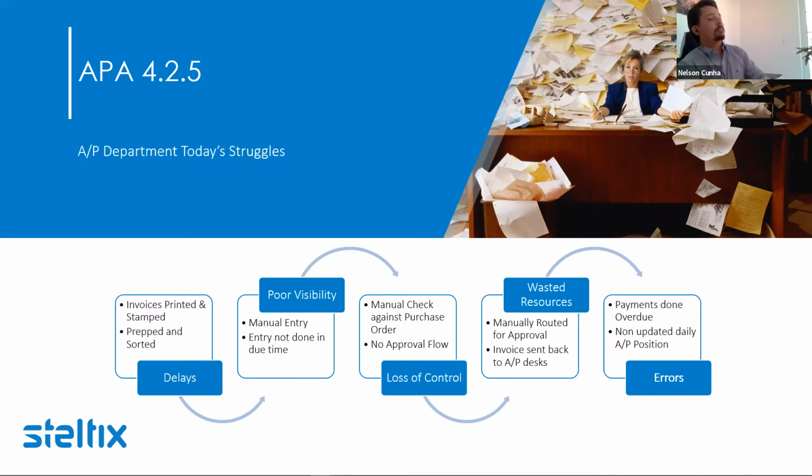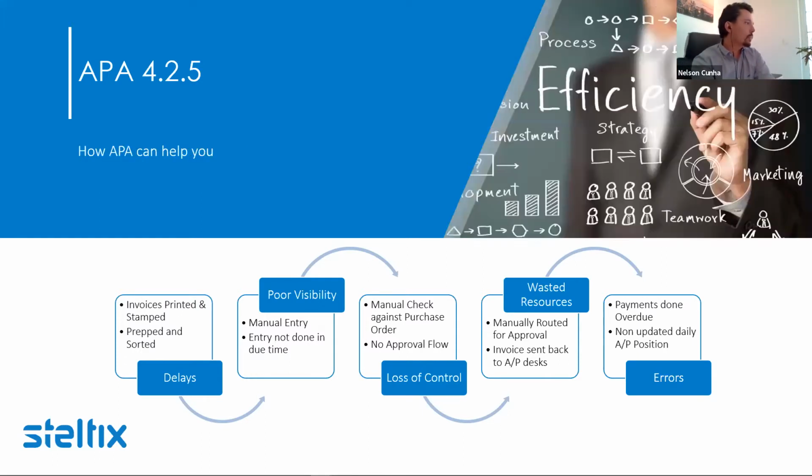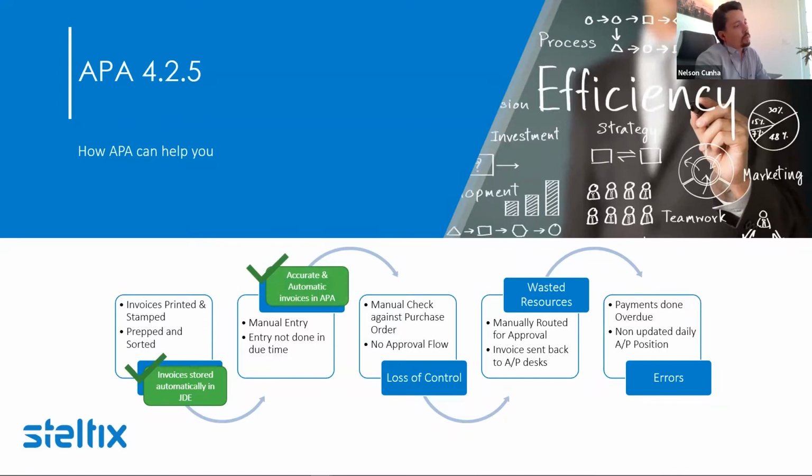So we developed APA to help you with all these struggles. How can APA help you? First of all, we store the PDFs, the invoices, in the JD Edwards database. We offer together with APA a document repository which will allow you to relate the PDF attachment as well as the e-invoicing XML to the transaction, improving visibility, and you will have an embedded document repository in JD Edwards. We offer you accurate and automatic invoices in APA just by one click.